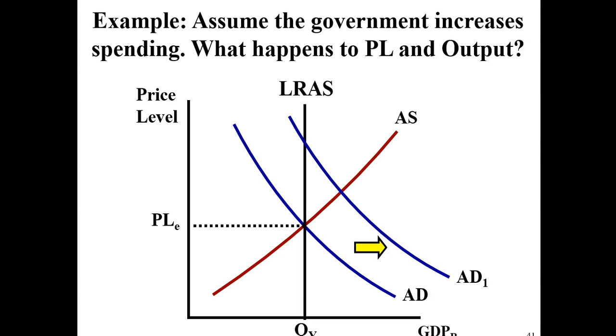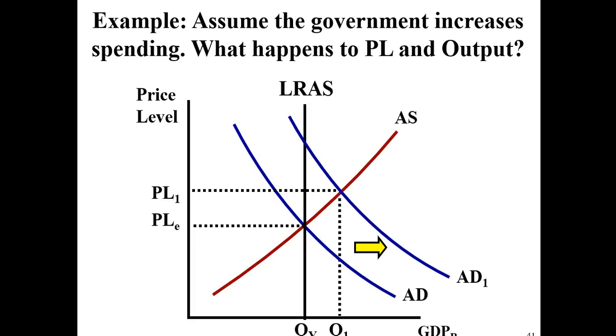But let's introduce a change. So let's say that the government increases spending. That's going to increase the aggregate demand curve, shift it to the right. And now we've got an equilibrium point that is beyond long-run aggregate supply. So we are now producing, our GDP is in excess of our potential GDP. So you should recognize this a little bit from our earlier example with the business cycle model.